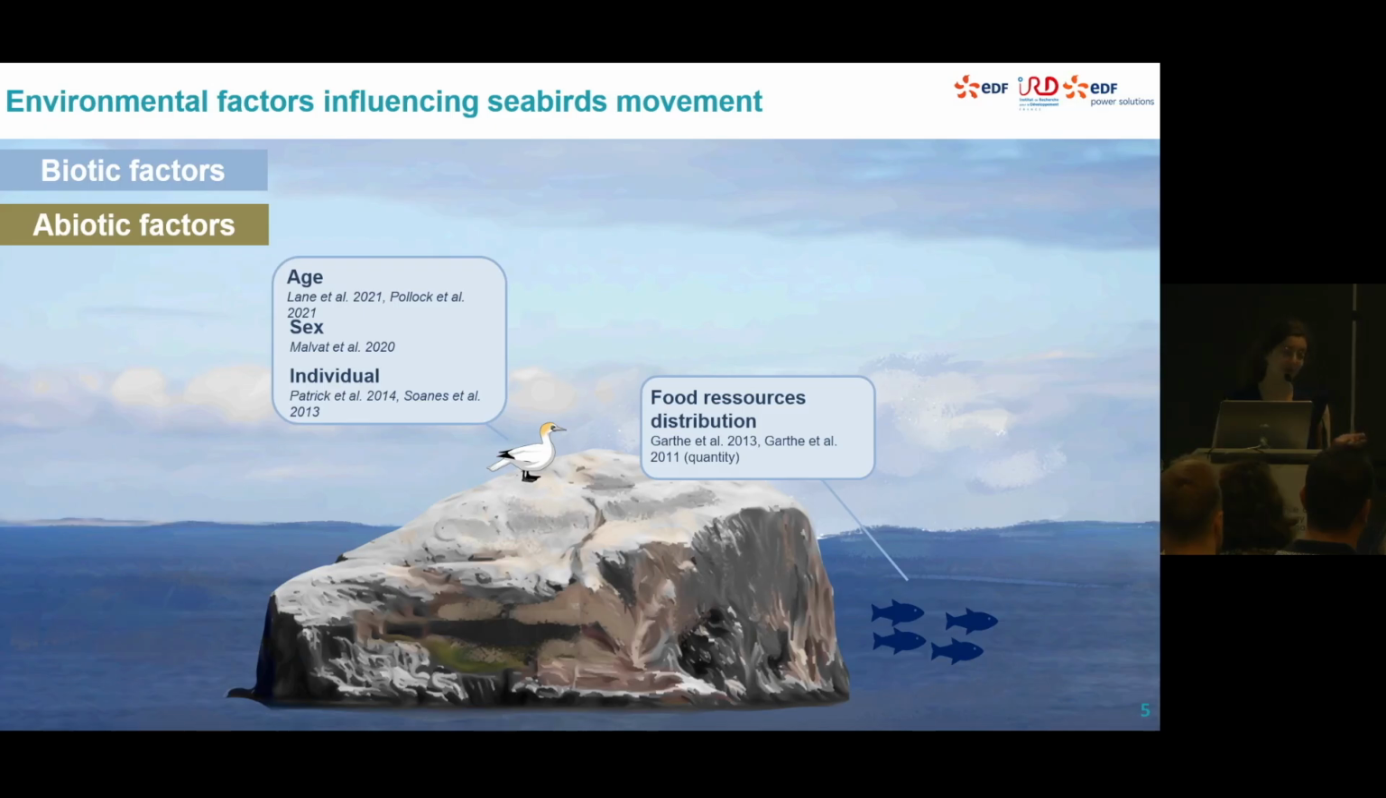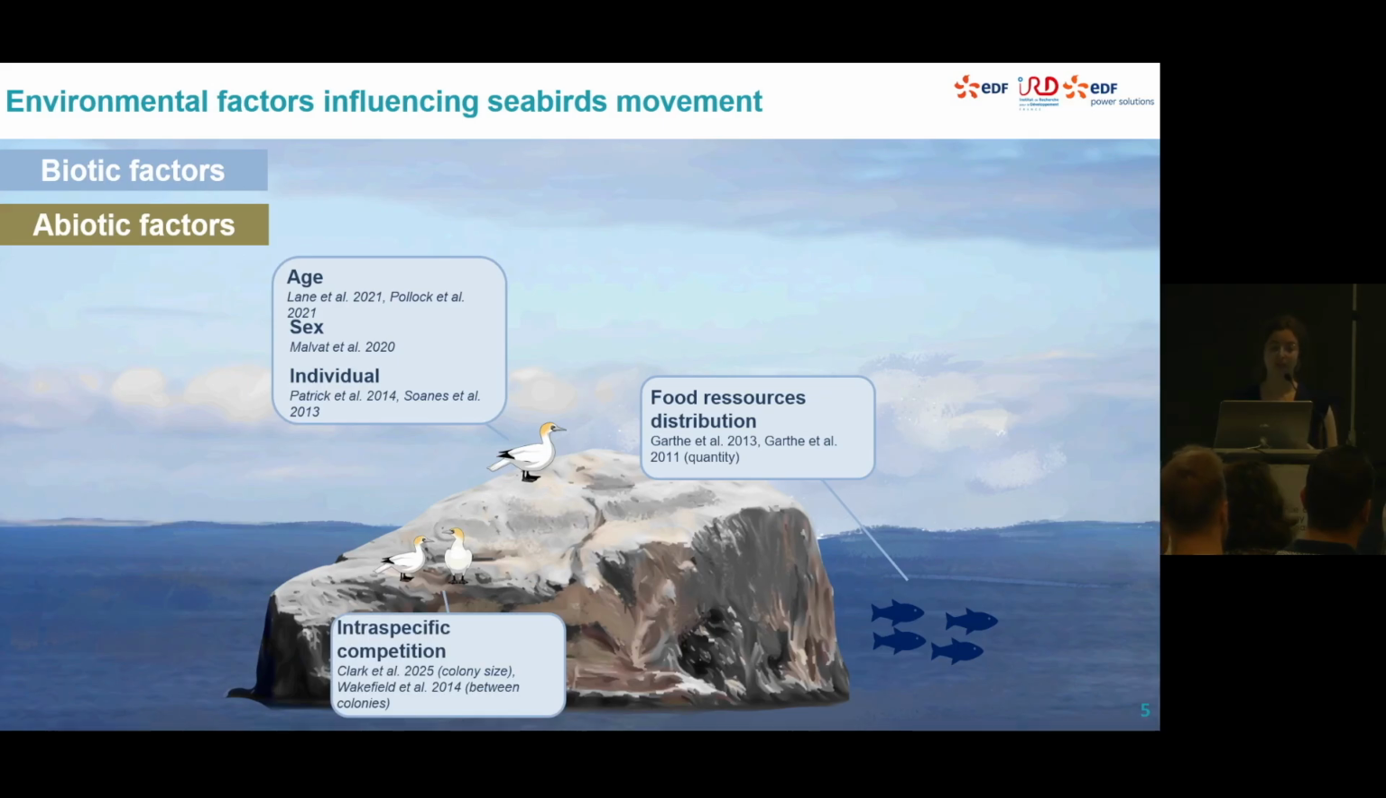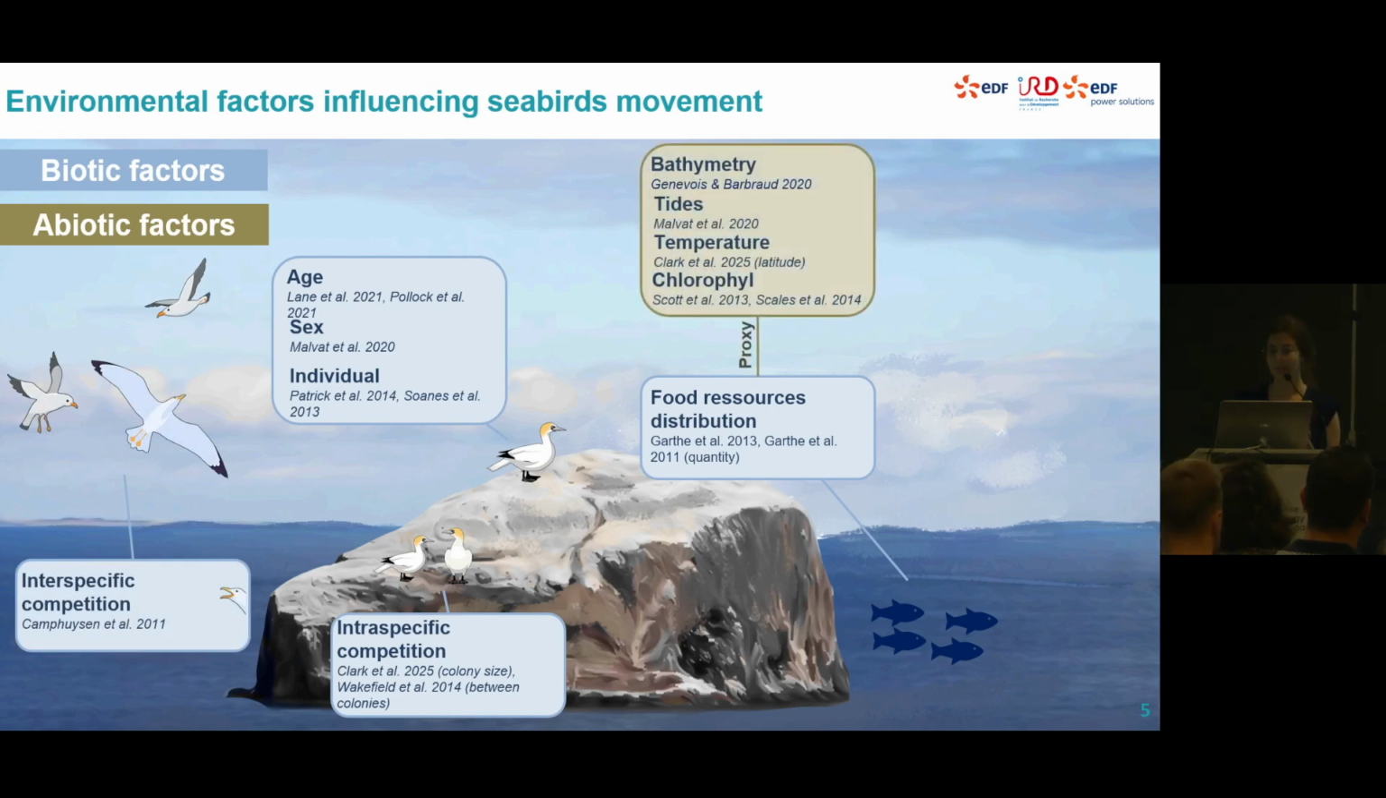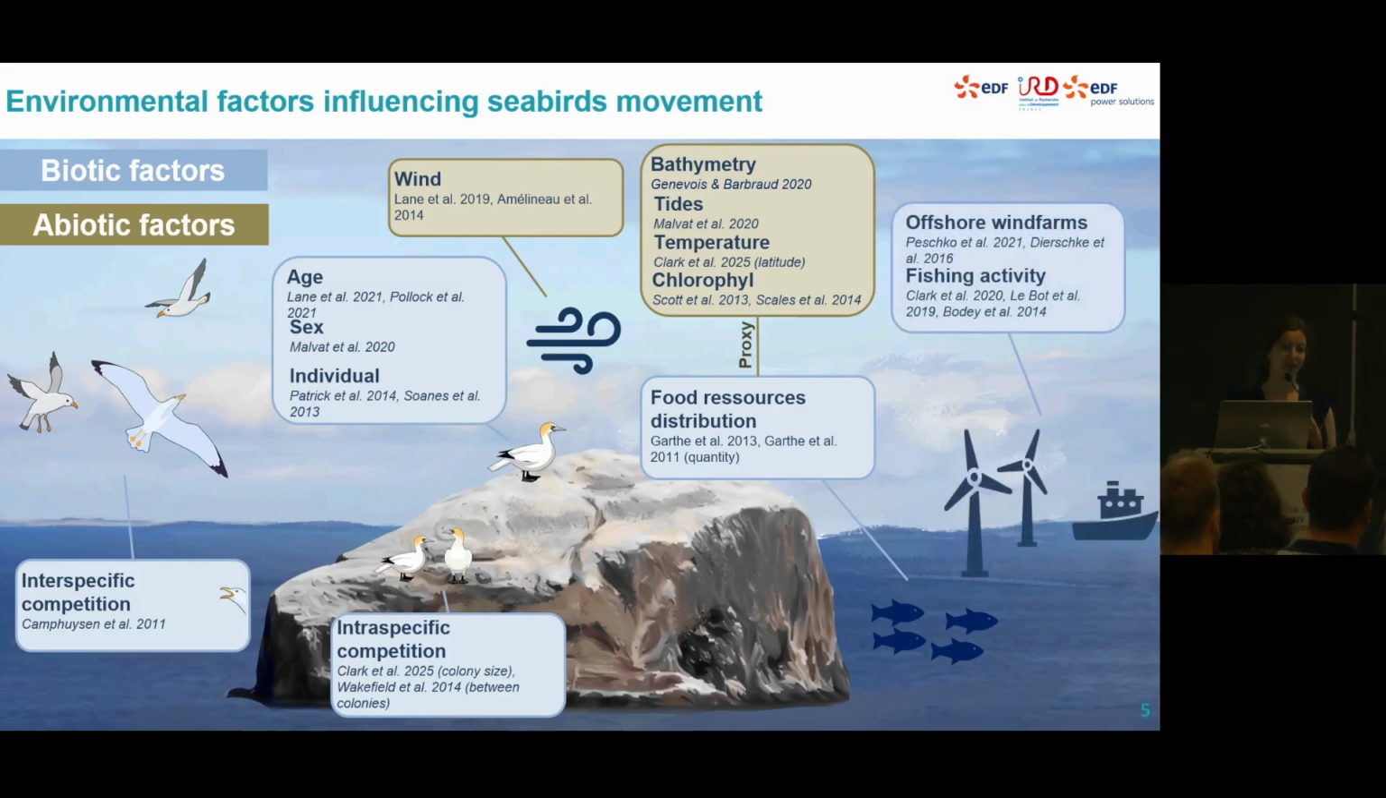Unfortunately, we don't know where pelagic fishes are most of the time, so this is not data that we really have. There's also intraspecific competition. In northern gannets, the bigger the colony, the further they tend to go. Interspecific competition, because they are not the only big bird in the sea. And a wide range of physical variables such as bathymetry, tides, temperature, chlorophyll, amongst others. And sometimes they are considered a proxy for food resource distribution. You have wind in a pretty obvious manner, but at different scales. And of course, human activities such as offshore wind farms and fishing activity.